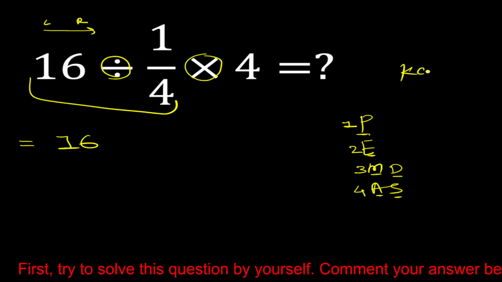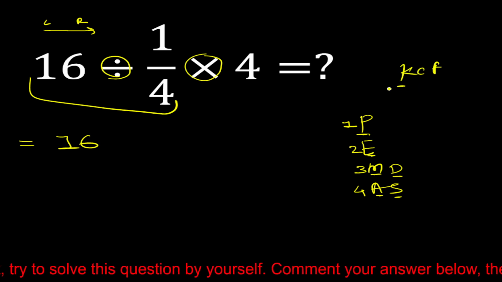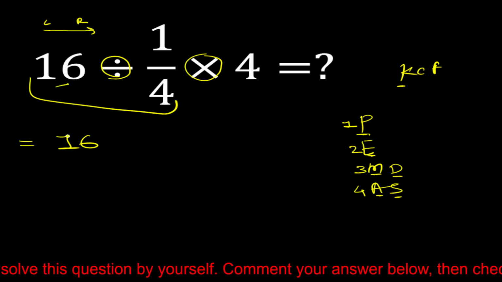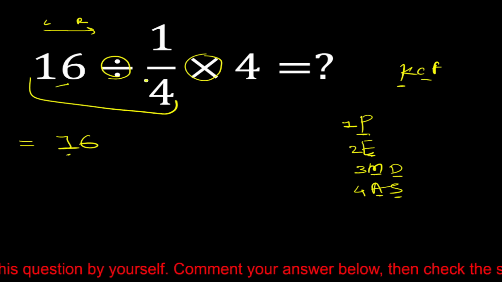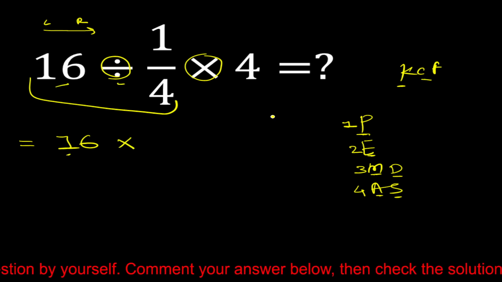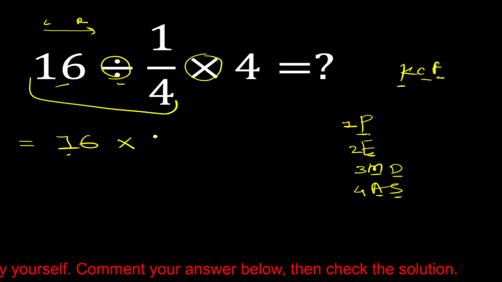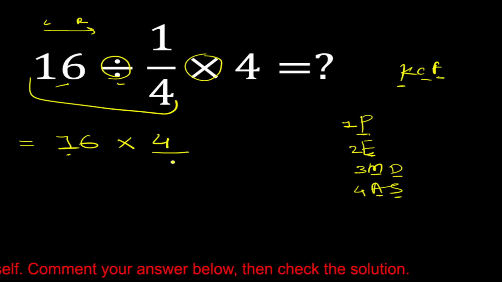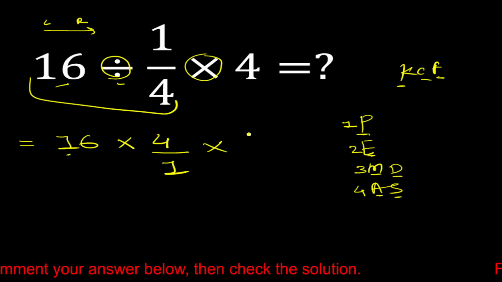Now according to KCF rule, K means keep this 16 as it is same. Okay, C means change this sign from division to multiplication. F means flip this last fraction. 1 by 4 is equal to 4 by 1, multiply 4.